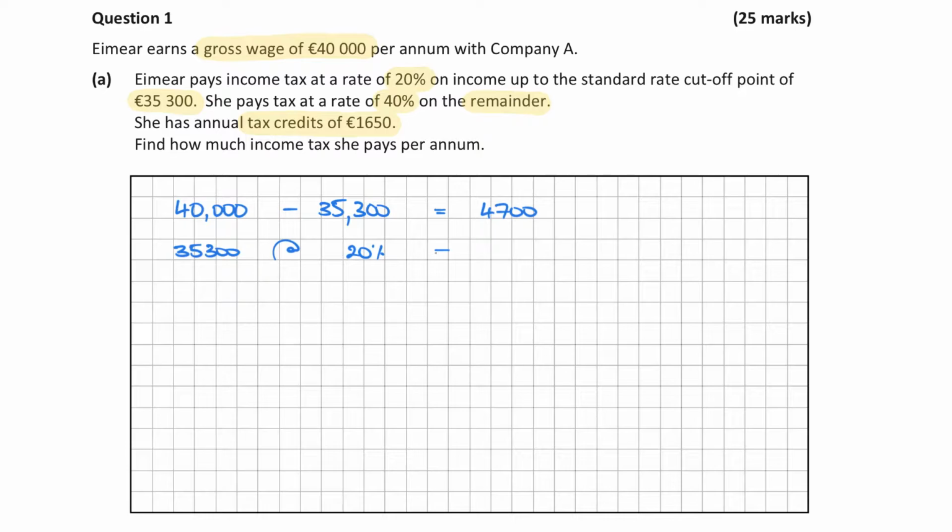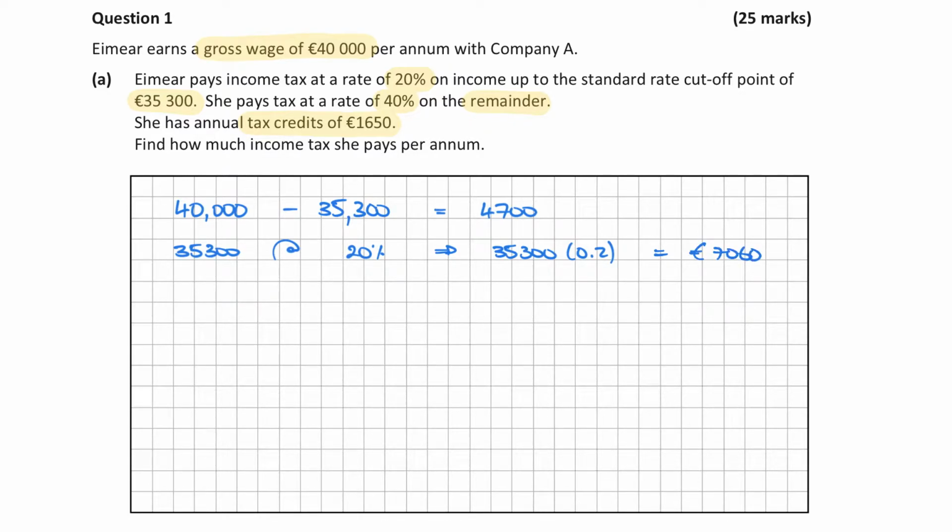So if we just type that into our calculator, 35,300 multiplied by 0.2. And the reason why it's 0.2 is because if I want to convert 20%, or 20 per 100, if I write 20 divided by 100, I'll get 0.2. Okay, so anytime we convert a percentage to a decimal, we just divide it by 100. And if we type that into our calculators, we'll get a total of 7,060.